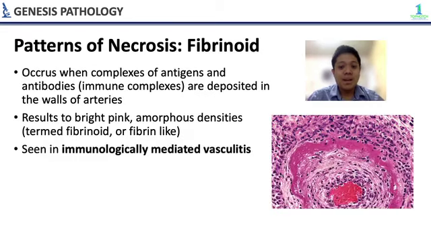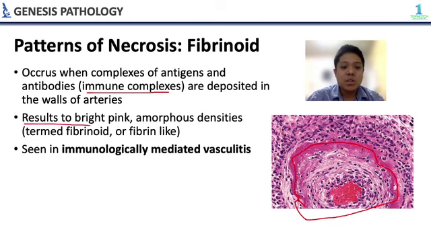Yeah. Lastly, we have fibrinoid necrosis. So this occurs when complexes of antigens and antibodies or immune complexes are deposited in the walls of arteries. So as we know, when these immune complexes are deposited in the walls of arteries, magpaproduce sila ng inflammation. Tapos kapag chronic na tong inflammation na to, the cells will necrose. So it results into bright pink amorphous densities termed fibrinoid or fibrin-like. So it is seen in immunologically mediated vasculitis. Examples are polyarteritis nodosa, giant cell arteritis, and yung mga Berger disease.